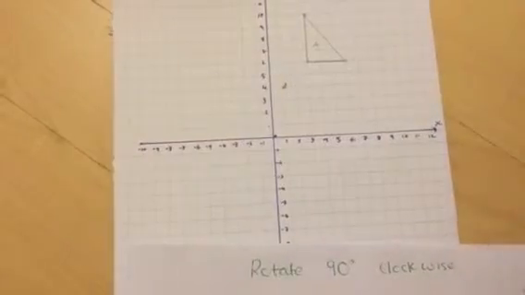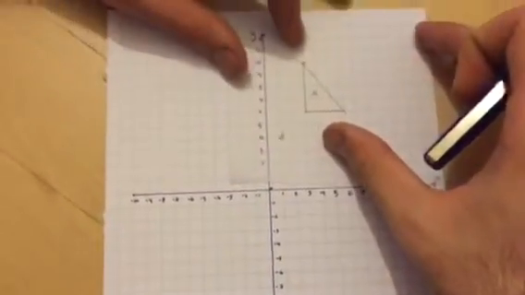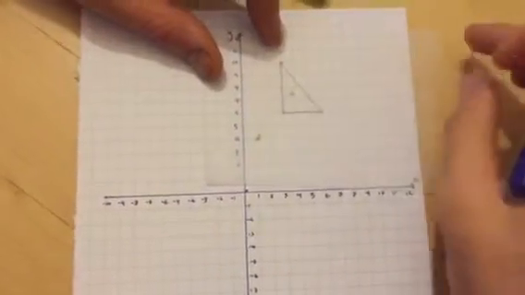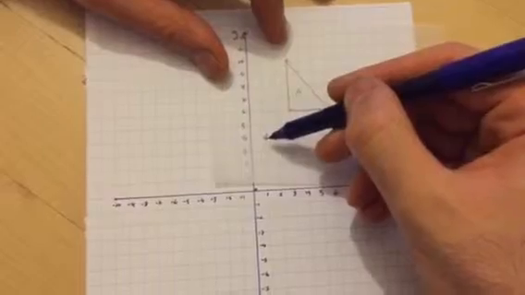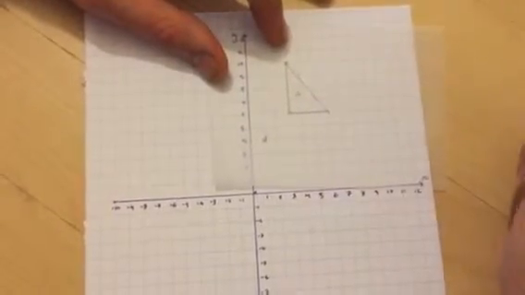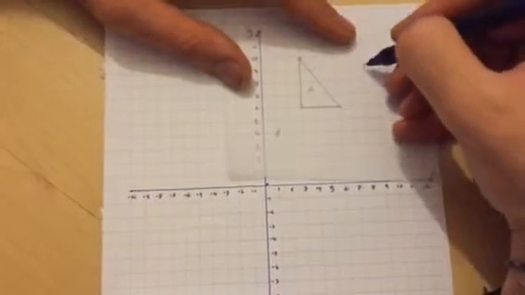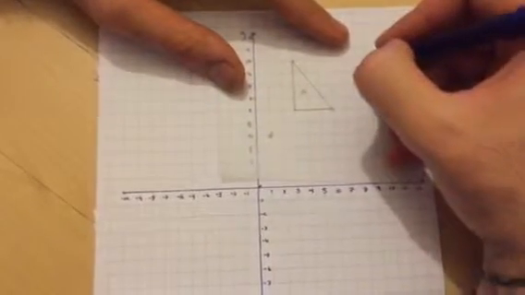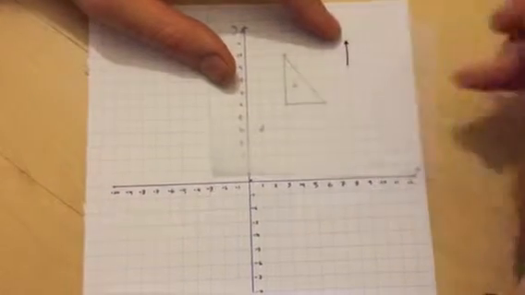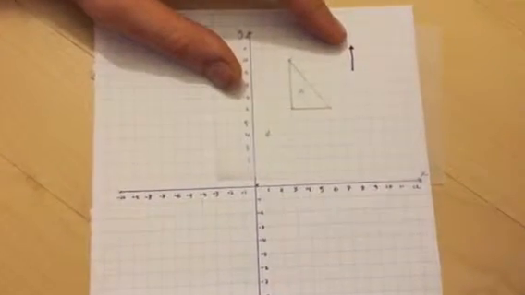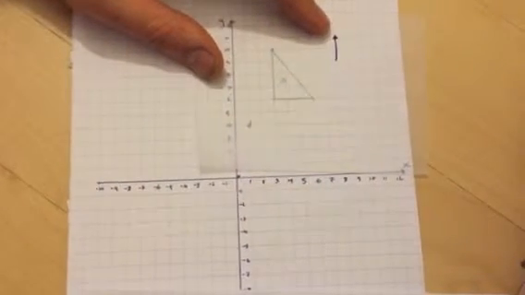So the first thing you do is you grab your tracing paper, you put it over your shape. You need to make sure your shape is going to be on the tracing paper, and that the point where you're going to be rotating is also on the tracing paper. Now the next thing you do is on the line on your paper, you are going to draw an arrow facing up. Now this arrow will help you to know which direction you're going and how many degrees you need to rotate.